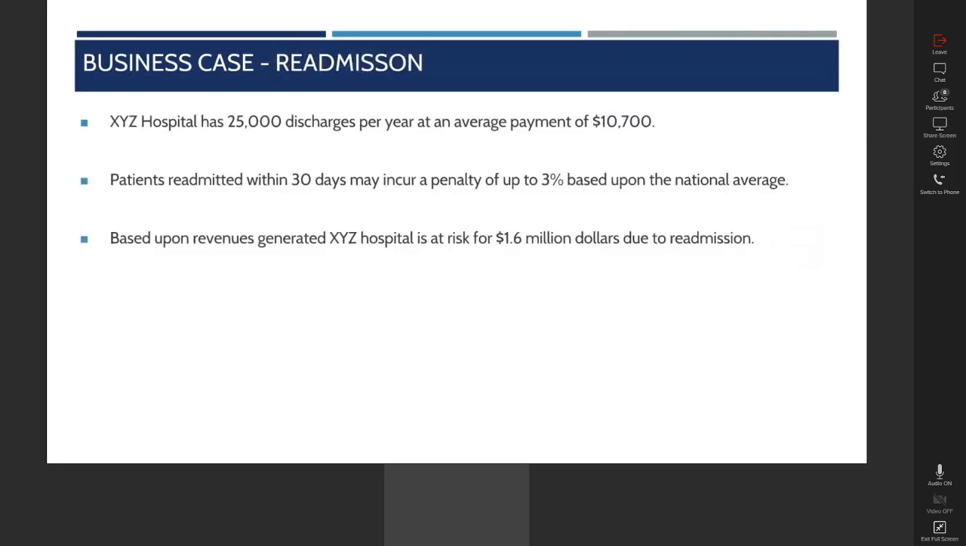So a little information about readmission data at XYZ Hospital System. It has 25,000 discharges per year with an average payment of $10,700. Patients readmitted within 30 days may incur a penalty of up to 3% based upon a national average. Based upon revenues generated, XYZ Hospital is at a risk for $1.6 million due to readmissions. Next slide.